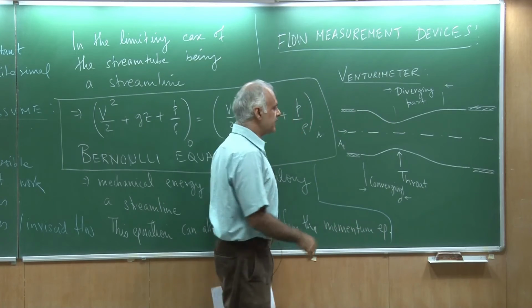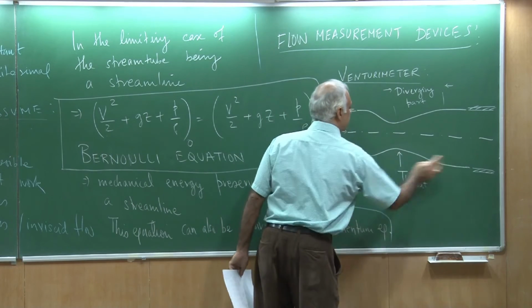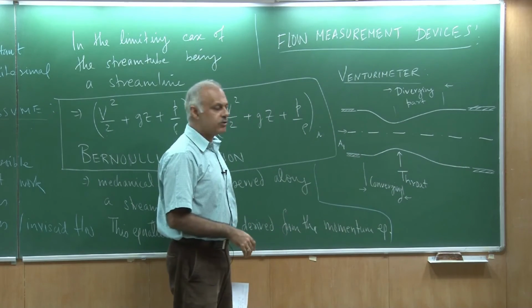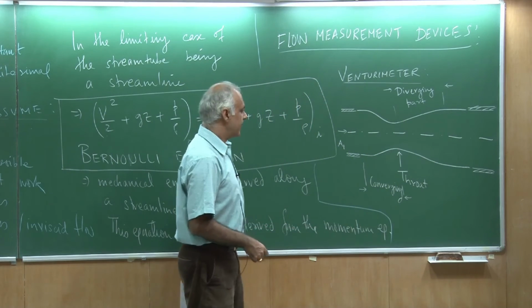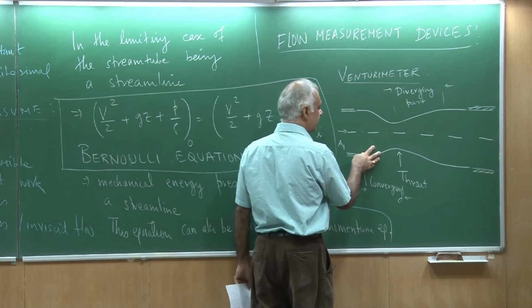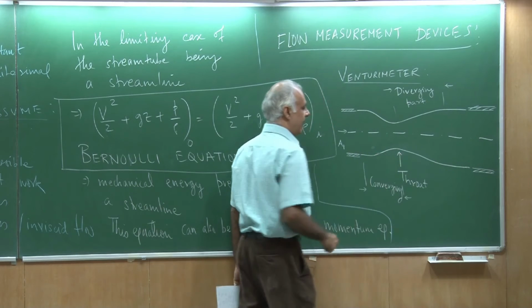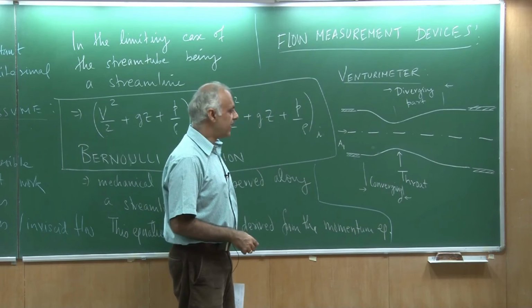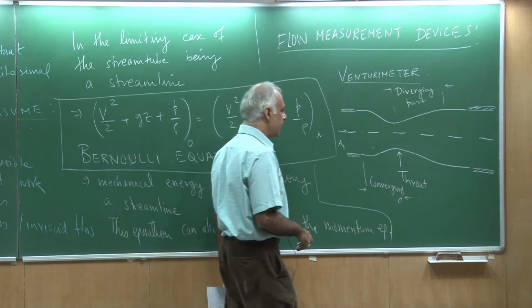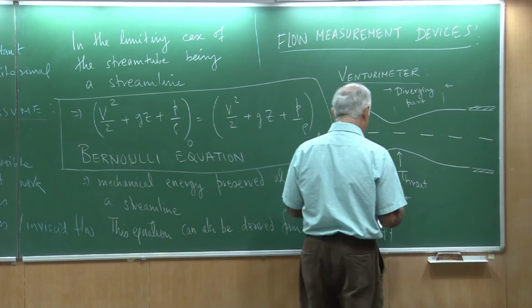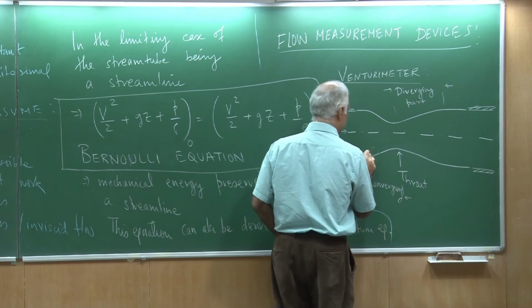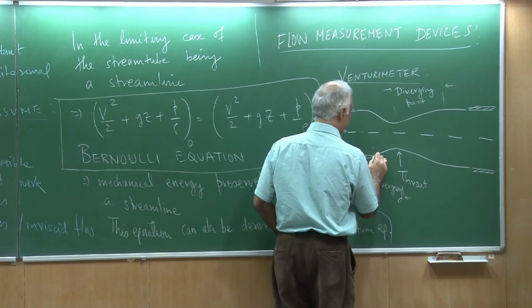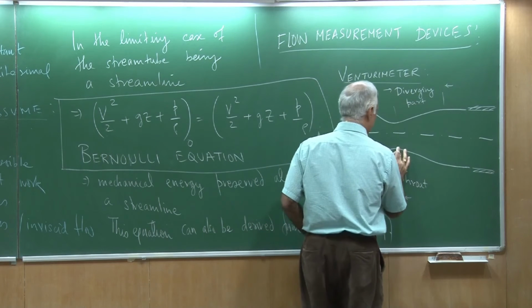So what I could do is that in between these two sections of the same pipe, I could insert this device which I am calling the Venturimeter. It consists of a converging part, a diverging part, and the minimum area region is known as the throat. What I am going to do is make two taps in this, pressure taps. So let me make the pressure taps.